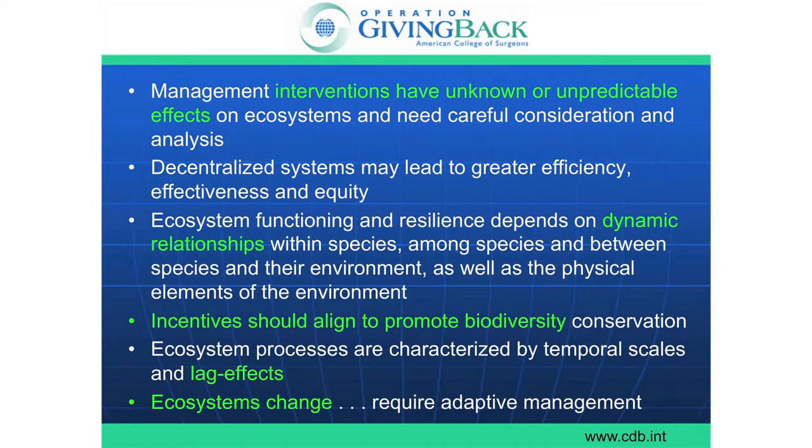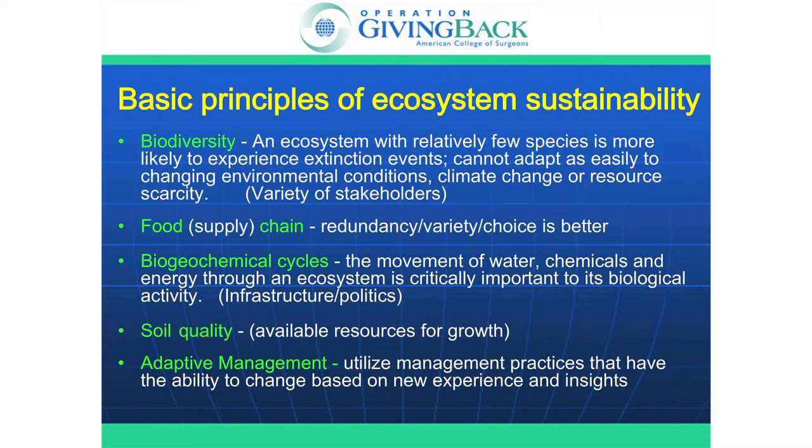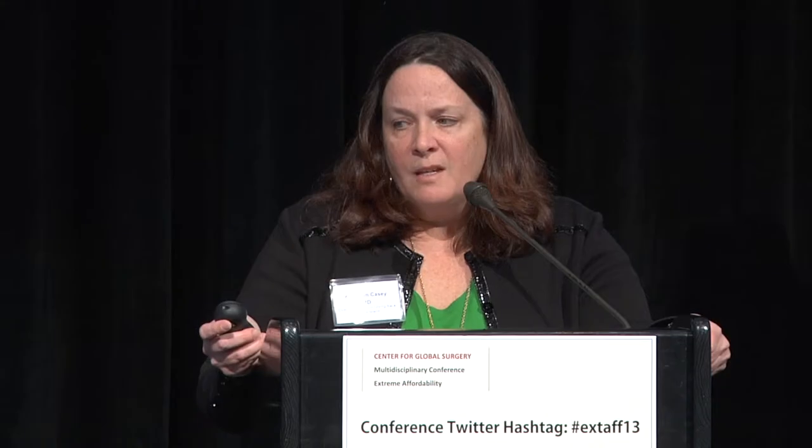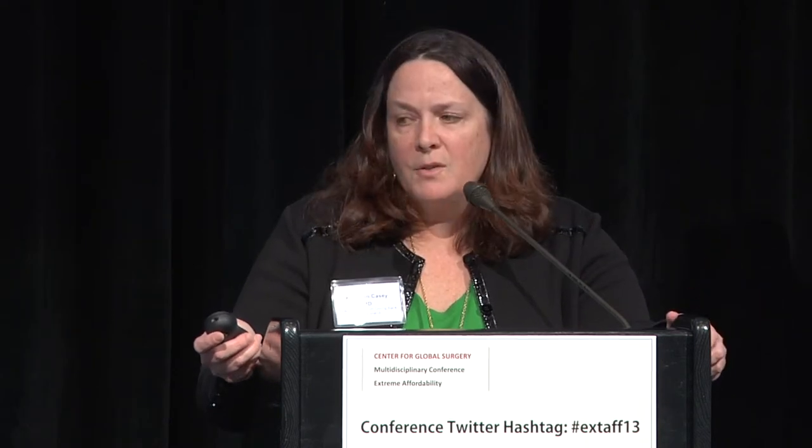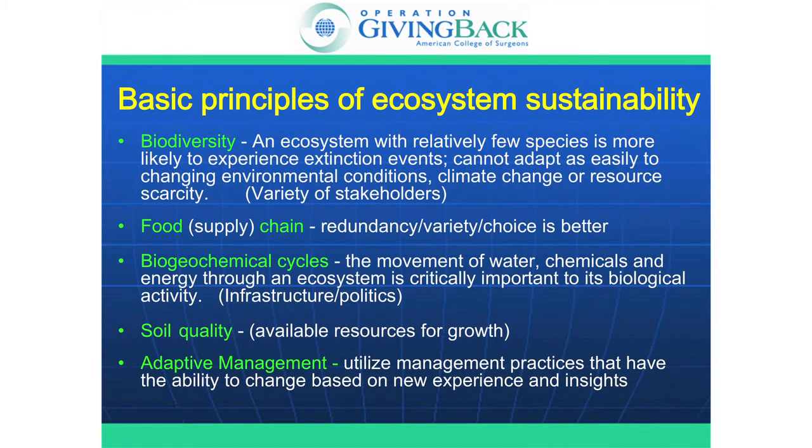And then that incentives should be aligned to promote biodiversity, because that is an indicator of strength. There are expected inherent time lags, and also change is to be expected. Ecosystems change as a matter of course. So again, in terms of sustainability, the biodiversity, the food chain or supply chain elements, redundancy and variety are critical to both of those. The energy cycles, which we know of when we talk about the infrastructure needs, but also maybe the political effects on those same elements. The quality of the soil, or what the available natural resources and physical resources are. And then the concept of adaptive management, which is basically taking into effect how past experiences have altered the environment.